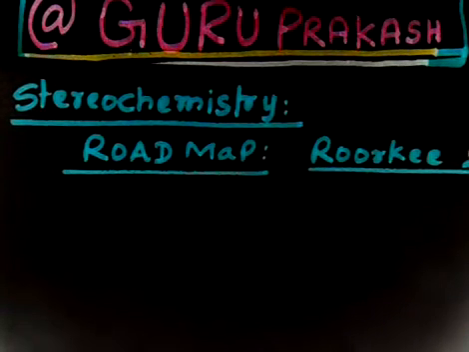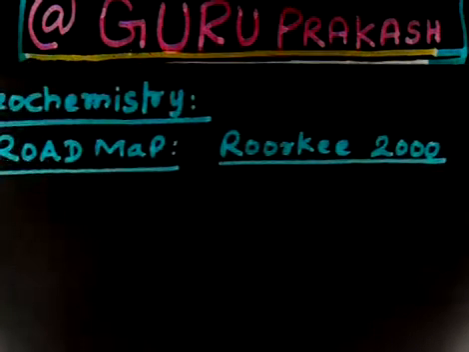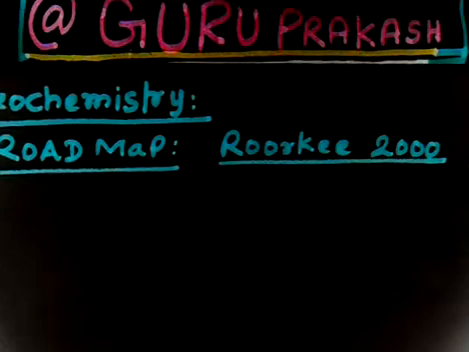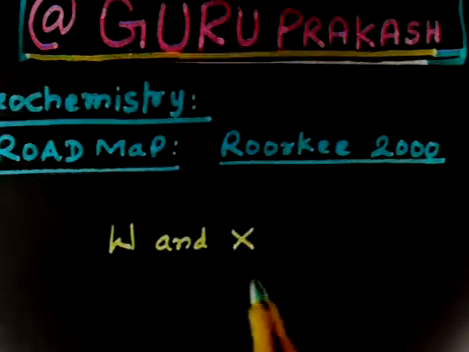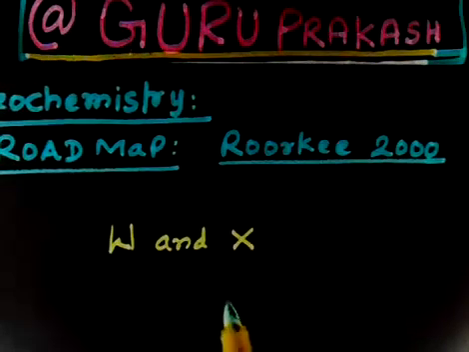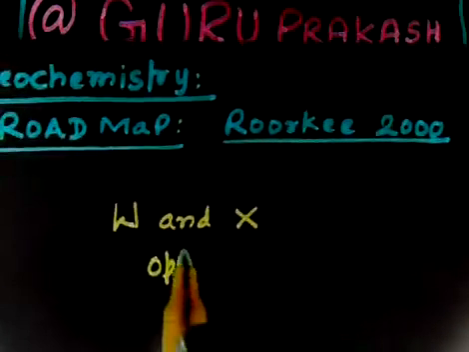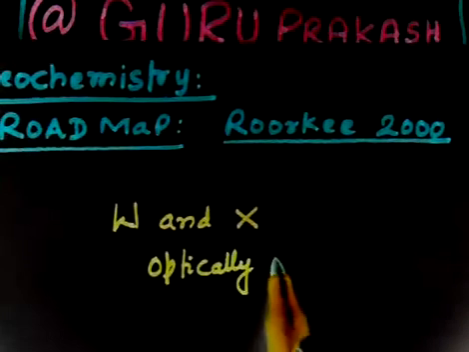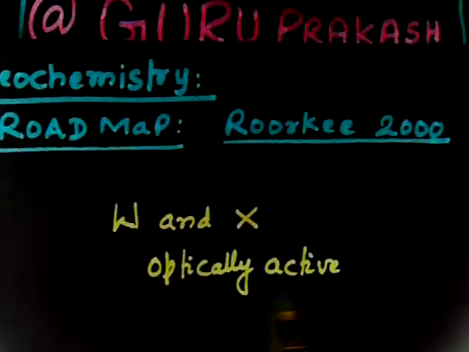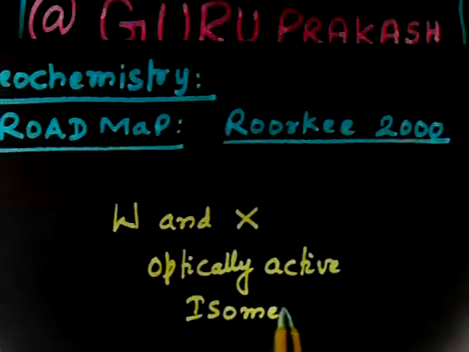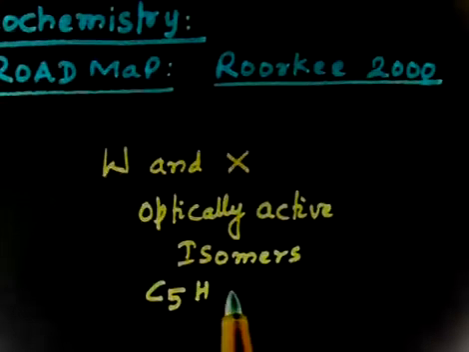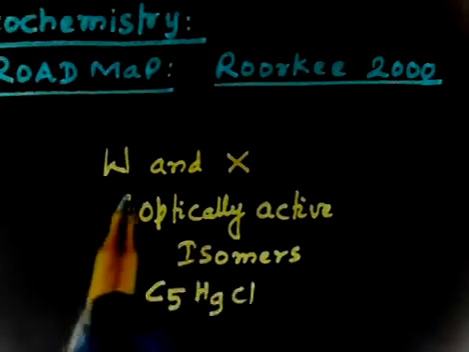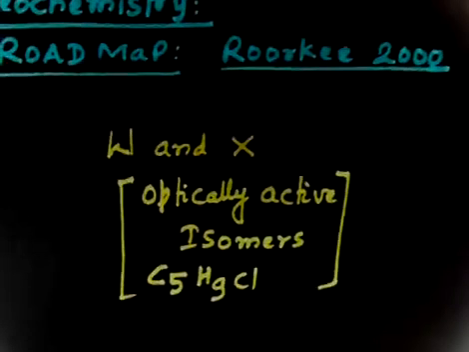Now this is quite a good problem. We have to identify the given compounds. The question says W and X are optically active isomers of C5H9Cl. So we have two compounds, W and X, and they are isomers, and they are optically active isomers. The question also gives the molecular formula C5H9Cl.